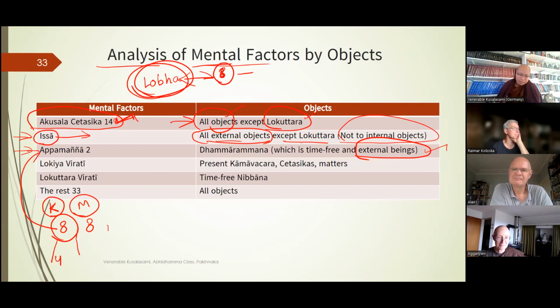Okay, so these Appamanna, Karuna and mudita, must have an external object. They are limitless, without limits. That one as well is very difficult to explain for the illimitables. You can practice Karuna, there is no limit.